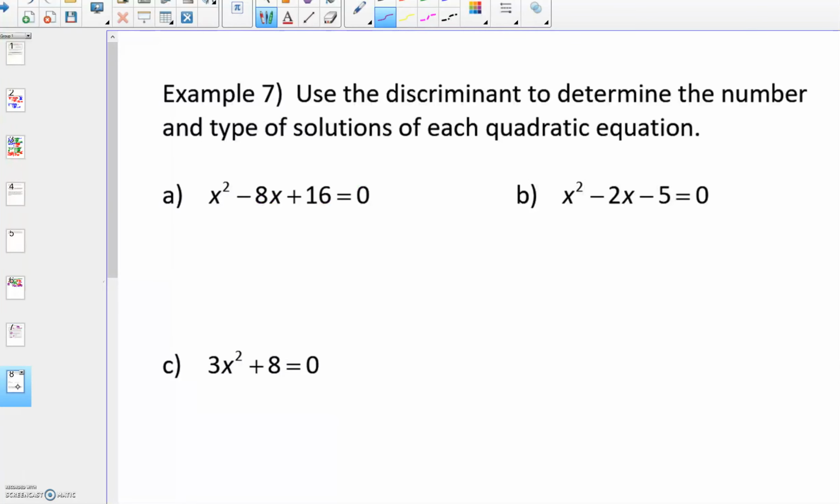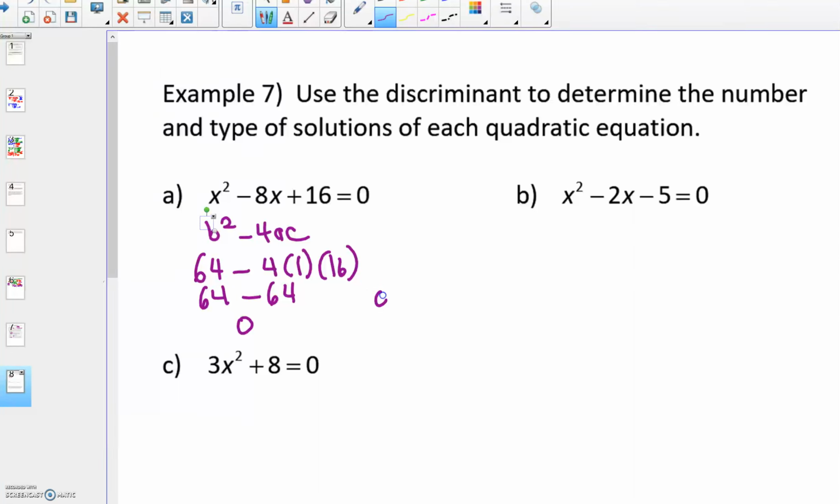So this says use the discriminant to determine the number and type of solutions of each quadratic equation. If I'm just wanting to know how many I've got, then I'm interested in just b squared minus 4ac. So b squared is going to be 64 minus 4 times 1 times 16. So that's 64 minus 64, which is 0. So I know that there's going to be only one real solution.